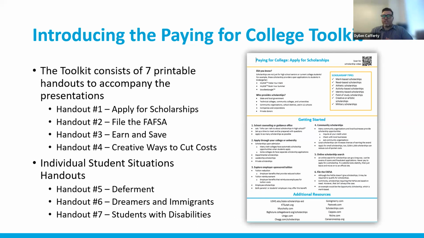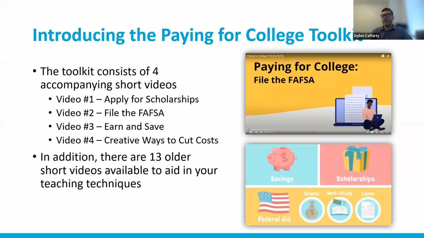In addition to the presentations, this toolkit has seven printable handouts to accompany those presentations. So there's one for each of the main sections, which is scholarships, FAFSA, earn and save, and then cut costs. And then we have three of them for our individual student situations. So we have deferment, Dreamers and immigrants, and students with disability. This is definitely great to help you in developing and providing that information out to students and families, just to get that information out. The toolkit also consists of four accompanying short videos.